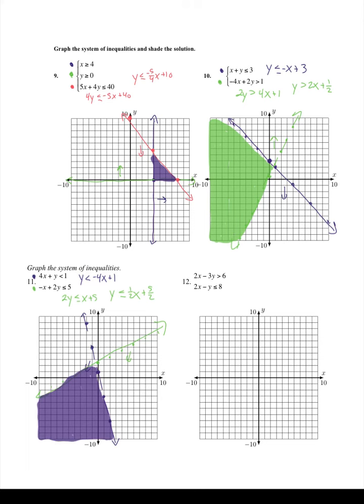And for the last one, we're going to subtract 2x and then divide by negative 3. Always remember that if you divide by the negative, it flips the sign, so it goes from greater than to less than. We get y is less than 2/3 x minus 2. We're going to start at negative 2. We're going to go up 2 to the right 3, or down 2 to the left 3. Fill in your points. Draw a dashed line because it's just less than.